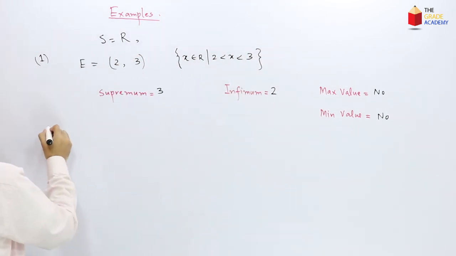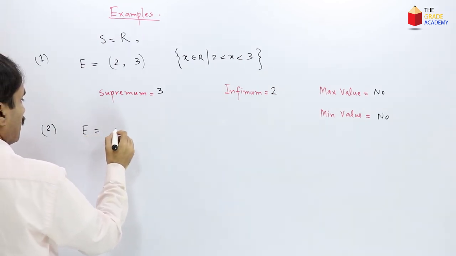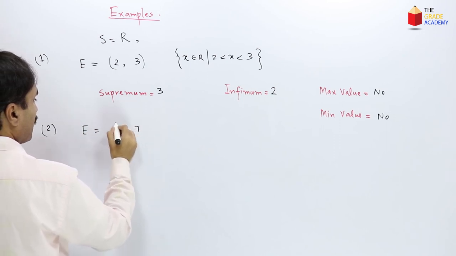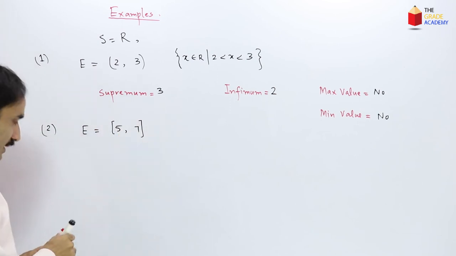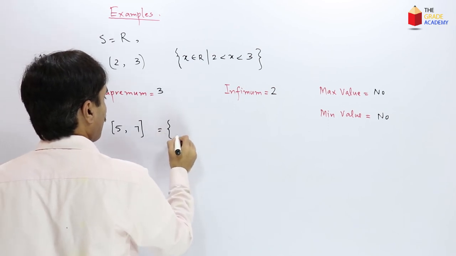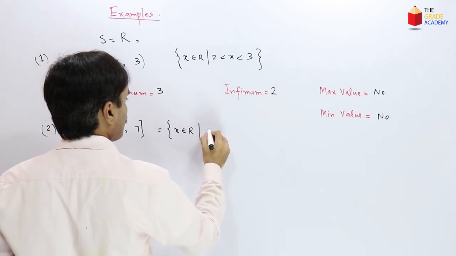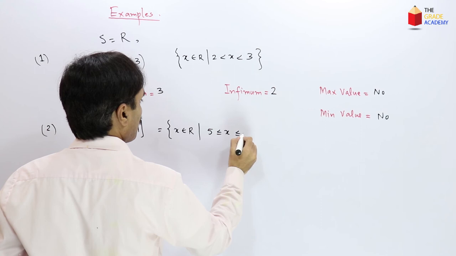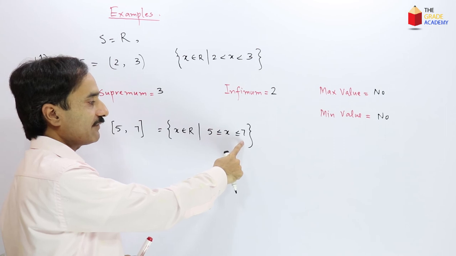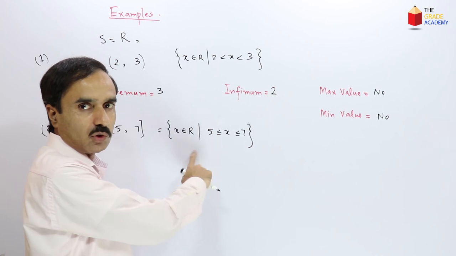Now let's take another example. Let us take the set E equal to [5, 7], a closed interval. Closed interval means it is the set of all real numbers between 5 and 7, but including 5 and 7. So here 5 and 7 both are included in this set.